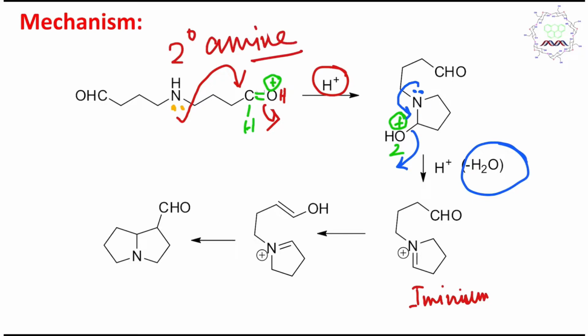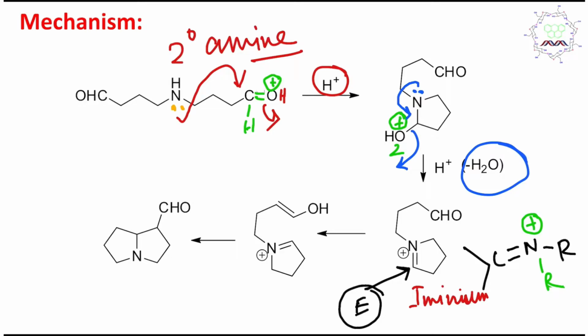Now this nitrogen is carrying a positive charge, consequently this adjacent carbon is further electrophilic. Why? If you look at this carbon double bond NR, this is actually an imine, so it is electron deficient, because nitrogen is more electronegative, so it is delta minus and this is delta plus. But if you put a positive charge on nitrogen, with another R, then it becomes very much electron deficient because an electronegative atom is carrying the positive charge. So this iminium becomes more electron deficient, or more electrophilic.